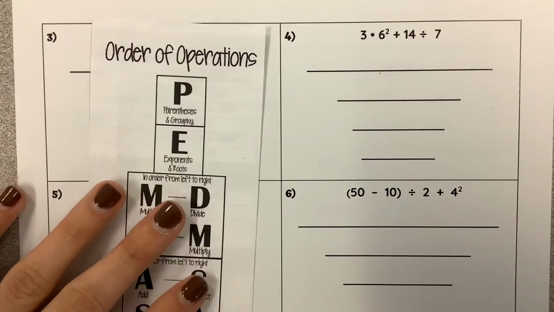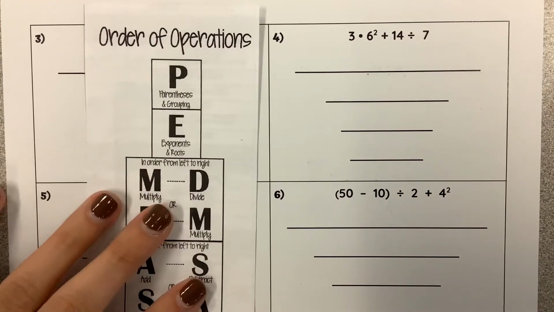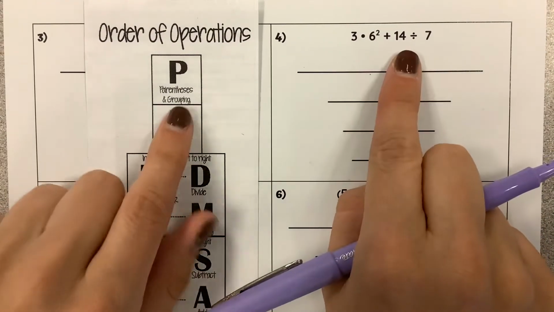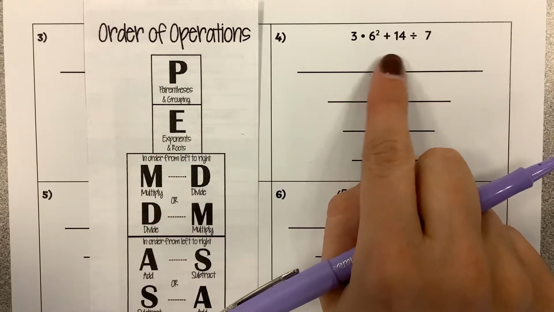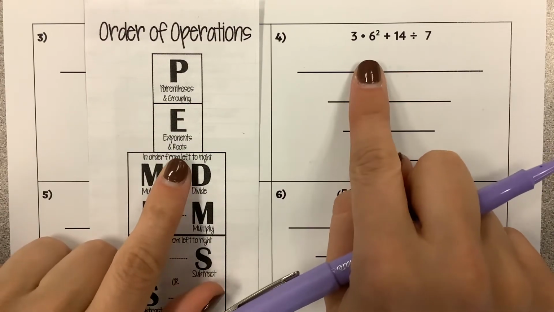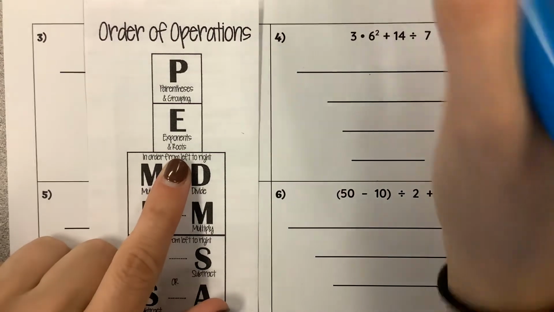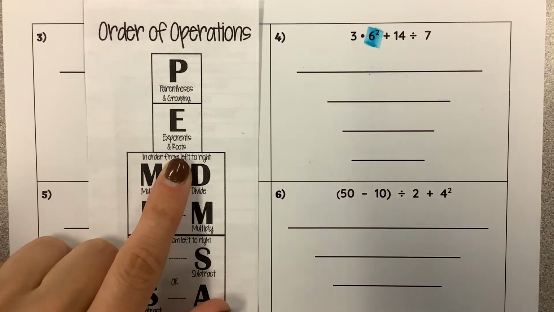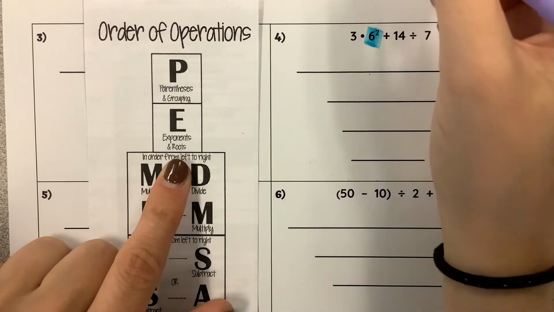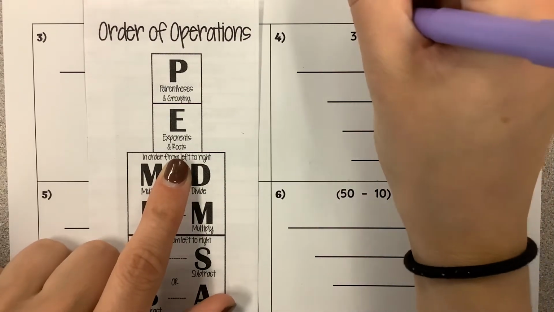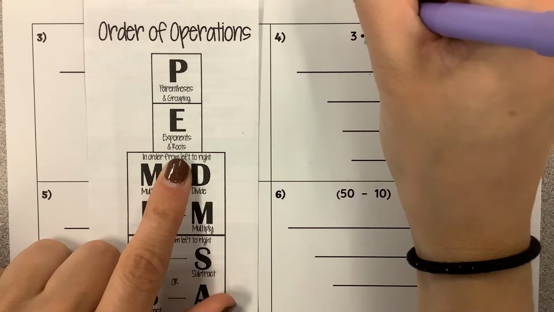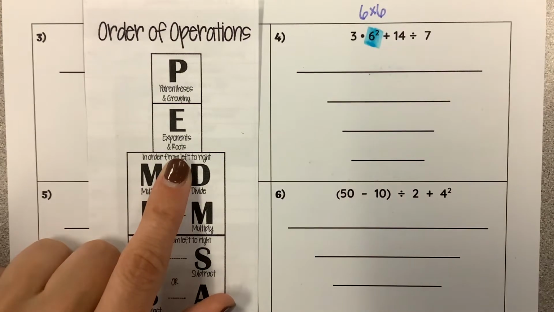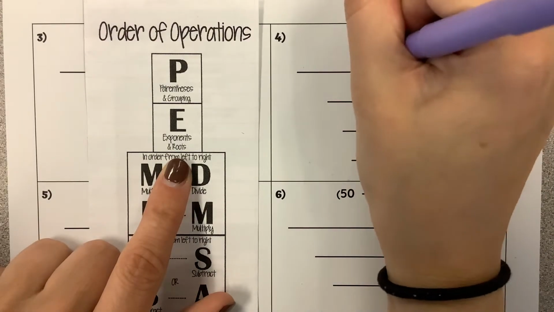Okay. Next up, number 4. Looking on here, do I see parentheses? No. Do I see exponents? Yes, I do. I see a little exponent right here. So that's where I need to start, with 6 to the second power. As a reminder, 6 to the second power does not mean 6 times 2. It means 6 times 6. 6 times 6 is 36.